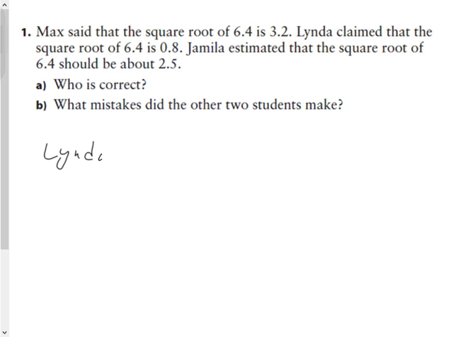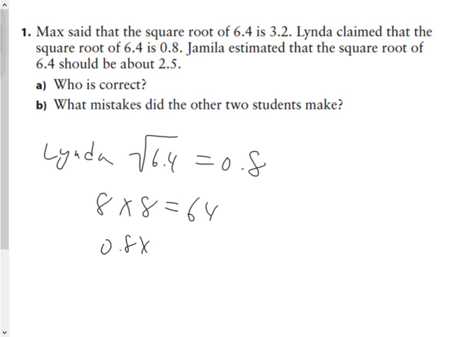Linda, on the other hand, said the square root of 6.4 is equal to 0.8. And this is more reasonable because Linda knows that 8 times 8 is equal to 64. So she's thinking, well, 0.8 times 0.8 must be a variation of 6.4, or 64, and because there's one decimal in this number, I'm just going to put one decimal in the answer. And that also is incorrect.